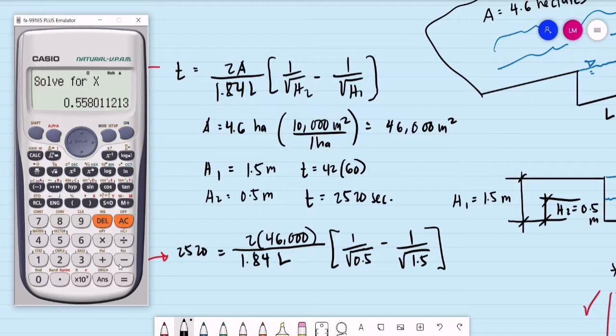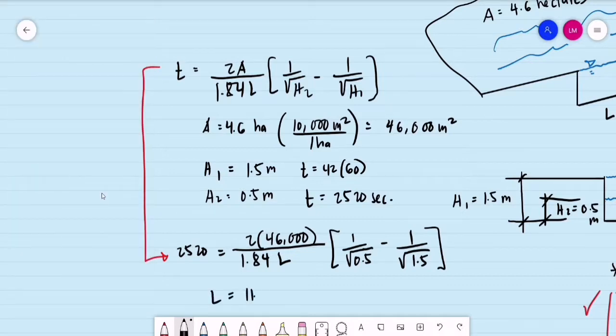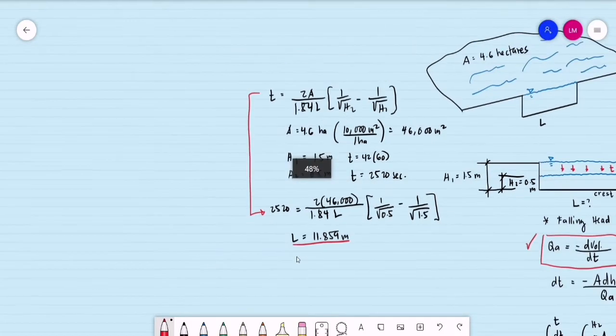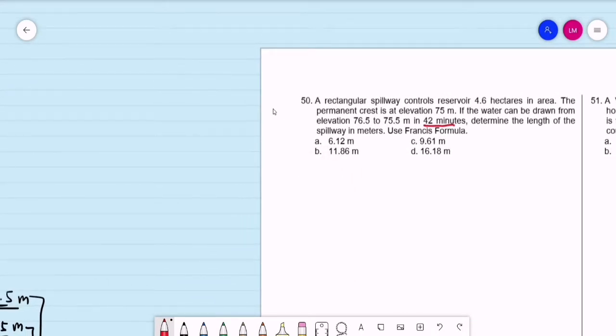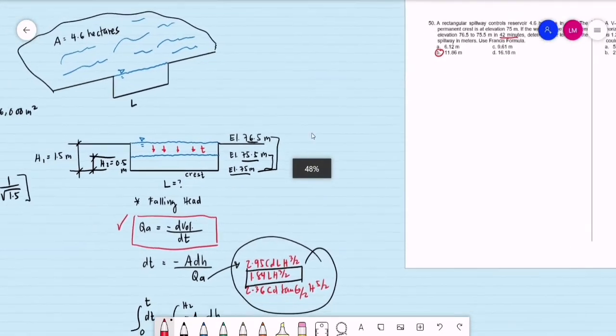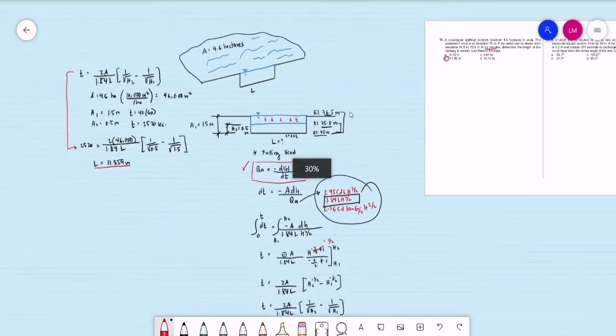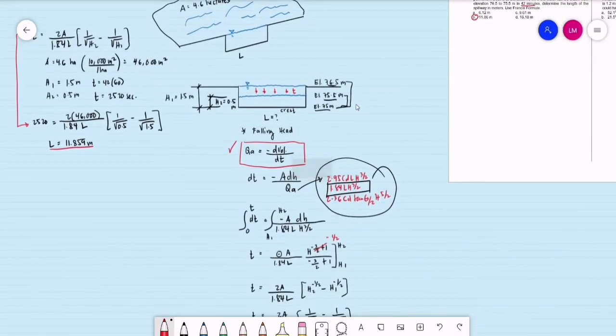Okay, so shift solve. Lumabas na rin ito one time sa board exam. 11.859. So we'll be having the length of the crest is 11.859 meters. Okay, check natin if we have this value sa choices for question number 50. Okay, 11.859, that will be letter B tayo, 11.86. So this will be our solution for question number 50. Falling head ng isang rectangular weir using the Francis formula.